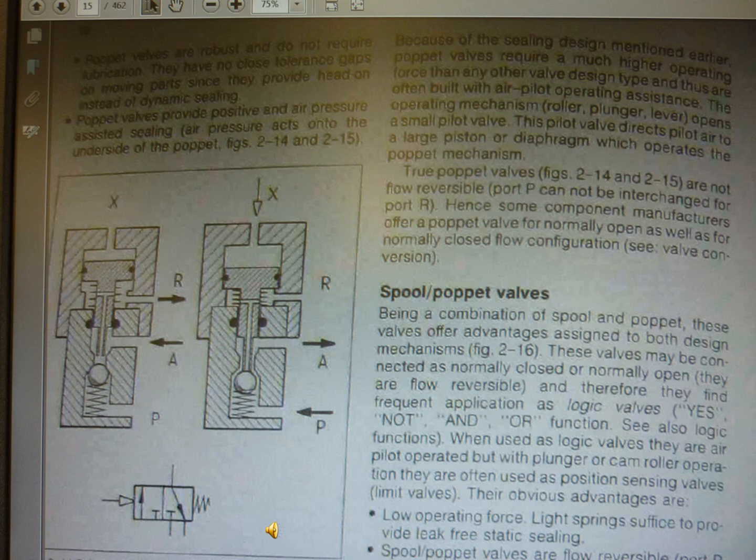Spool and poppet valve, the spool poppet valve. The logic function, normally open, normally closed, as long as the logic function is NO and OR, any function today. The spool and poppet valve is bound.